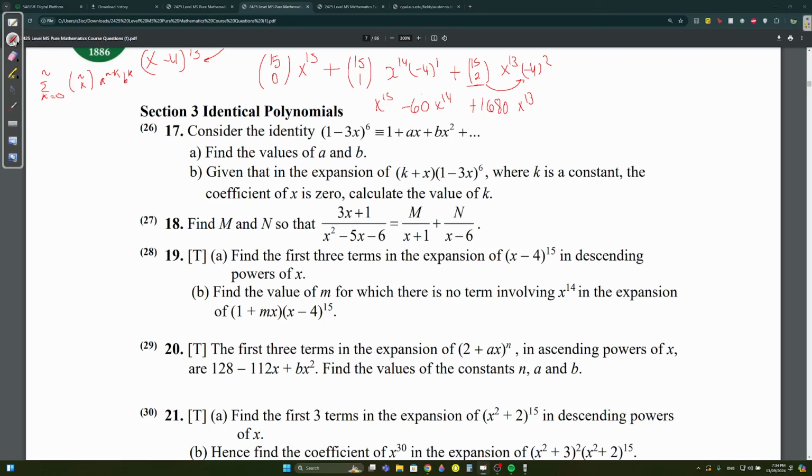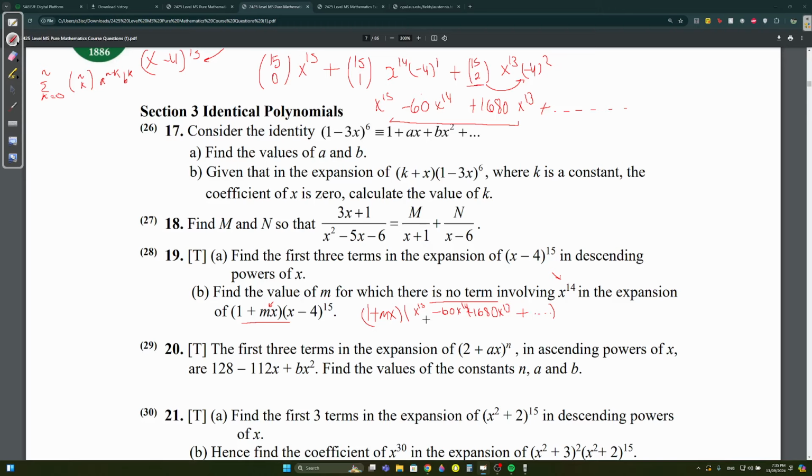Okay, find the value of m where there is no term involving x to the power 14 in the expansion of 1 plus mx into x minus 4 to the power 15. X minus 4 to the power 15 is this plus dot dot dot. Since they told us to expand up until the third term, for a reason, we write it like this: 1 plus mx multiplied by x minus 4 to the power 15. Instead of x minus 4 to the power 15, we can write x to the power 15 minus 60x to the 14 plus 1680x to the 13 plus dot dot dot. This is completely fine.